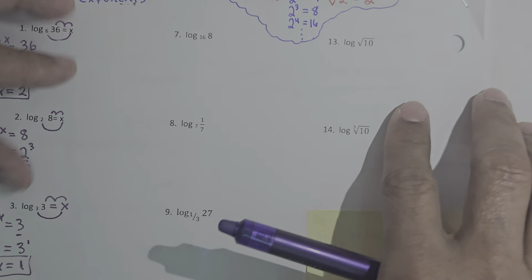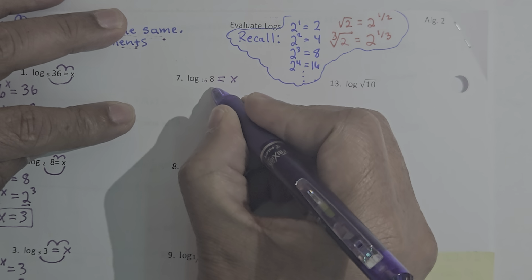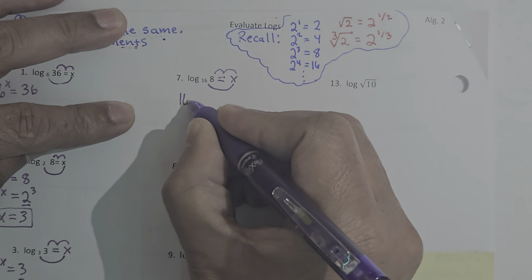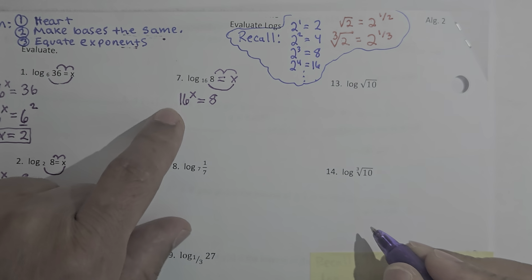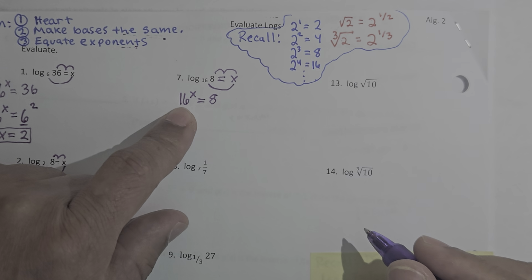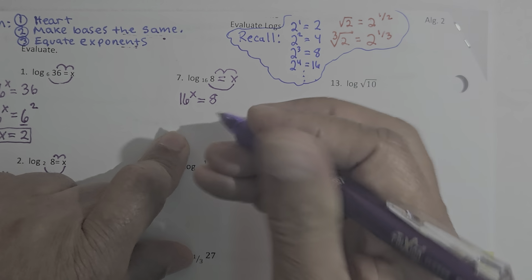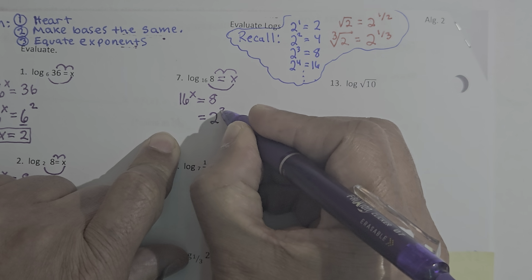Okay, so for number 7, set this equal to x. So then 16 to the power of x is equal to 8. So that's what I'm going to write here. And then I'm going to find the same base, and the closest one I can find is 2, because we know that 2 to the third is 8. So then this we can do as 2 to the third power.